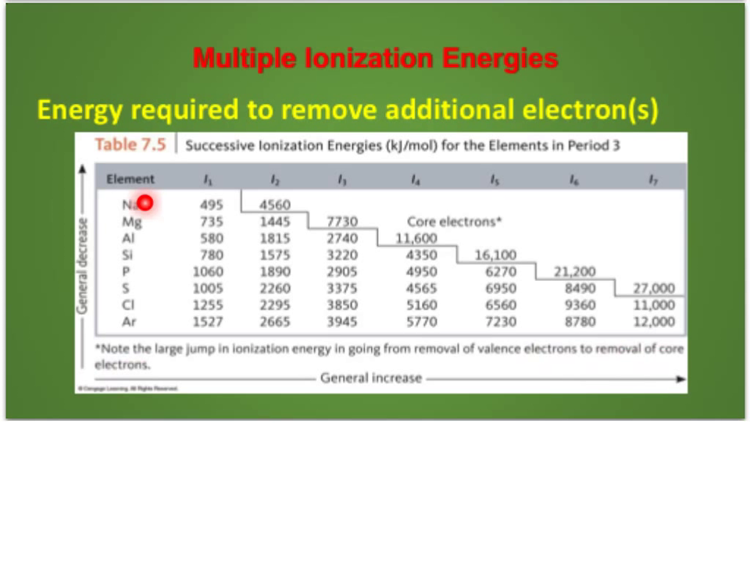Now remember, sodium has one valence electron, so it's easy to lose that one valence electron. Then you want to lose a second electron, you get into the core electrons. Magnesium has 2 valence electrons, so the first 2 ionization energies we see are for those 2 valence electrons. Silicon would have 4 valence electrons, so the first 4 will be for those 4 valence electrons, and the 5th will be for a core electron.